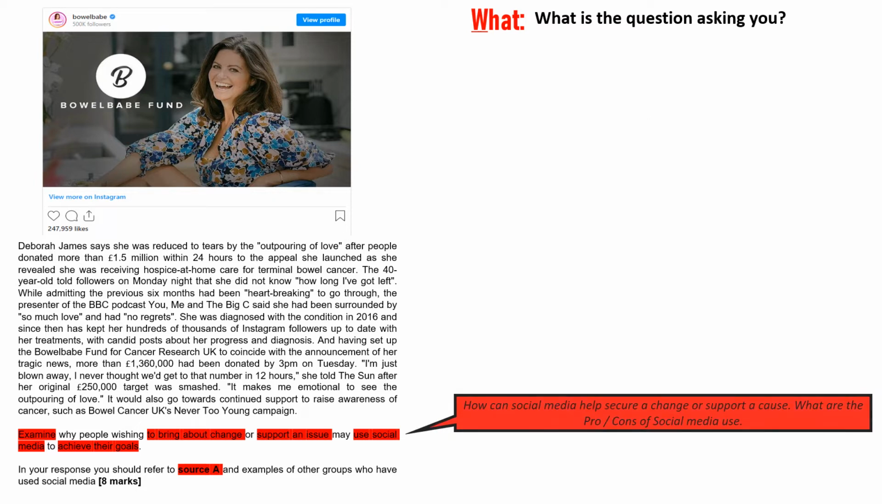So that's the question. That's what we're being asked. And in a nutshell, how can social media help secure a change or support a cause? And essentially, what are the pros and cons of social media? So that's our first step. That's what the question is asking.